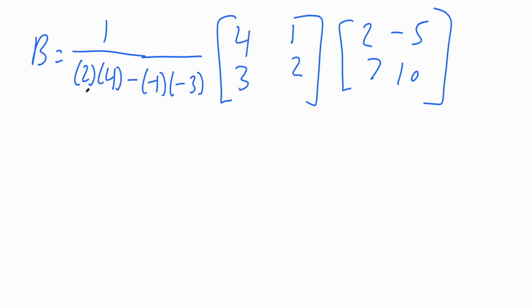At this point, we can clean up. 2 times 4 is 8. A negative times a negative is positive, so 1. 1 times -3 is -3. So 8 minus 3 is 5. We get 1 divided by 5.